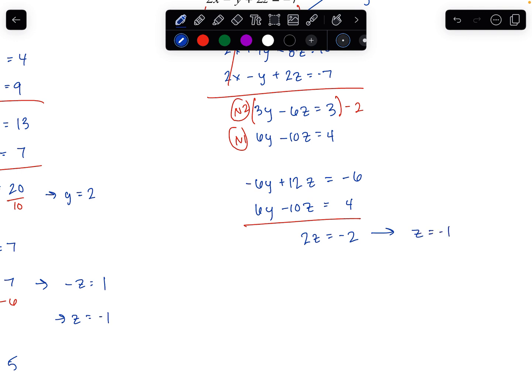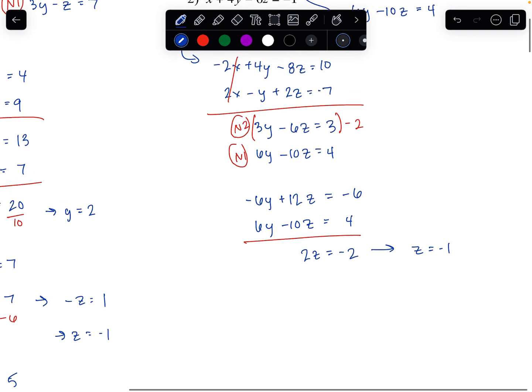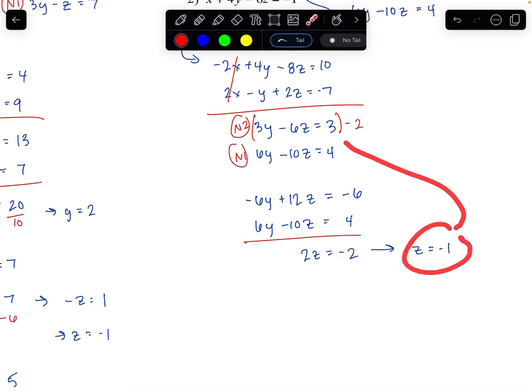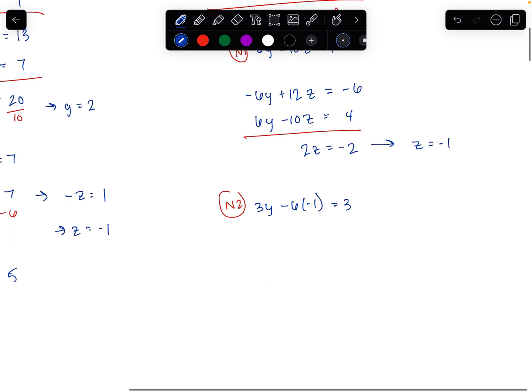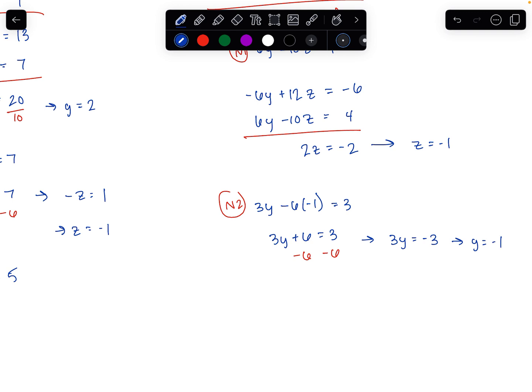Okay, so I have one part of my solution down. I'm going to plug this back into one of my new equations. I think I'll plug it into the first one. So 3y minus 6 times -1 is equal to 3. So 3y plus 6 is equal to 3. I'll subtract 6, and I'll get 3y is equal to -3. Divide by 3, and y is also equal to -1.